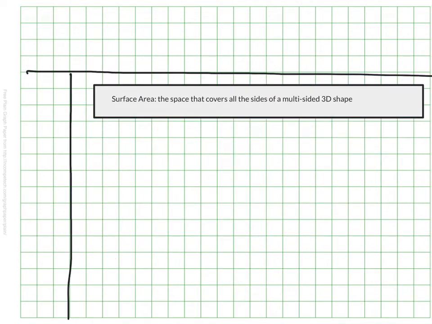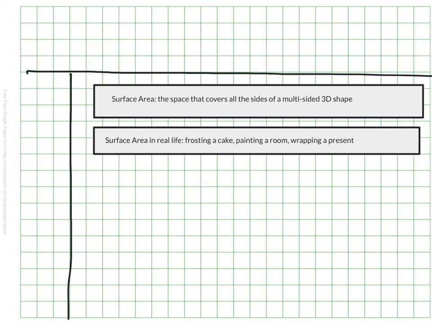And we use area to also find the surface area of a shape, which is when we want to find the space that covers all the sides of a multi-sided 3D object. And we see surface area if we are frosting a cake or painting all the walls of a room or wrapping a present or building a box.